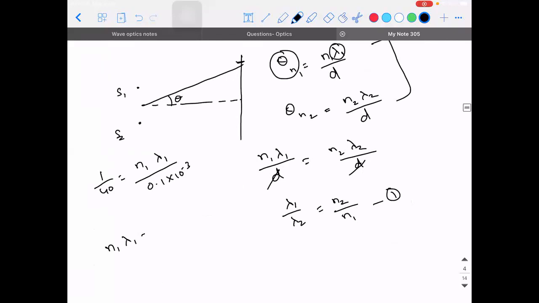So n1 into lambda 1 is 10 power minus 4 divided by 4. Sir, but how does it change for the second case, sir? That's what I'm trying, da. I want to find out what is the value of lambda 1. Can you find out what is the value of lambda 1 in terms of n1?